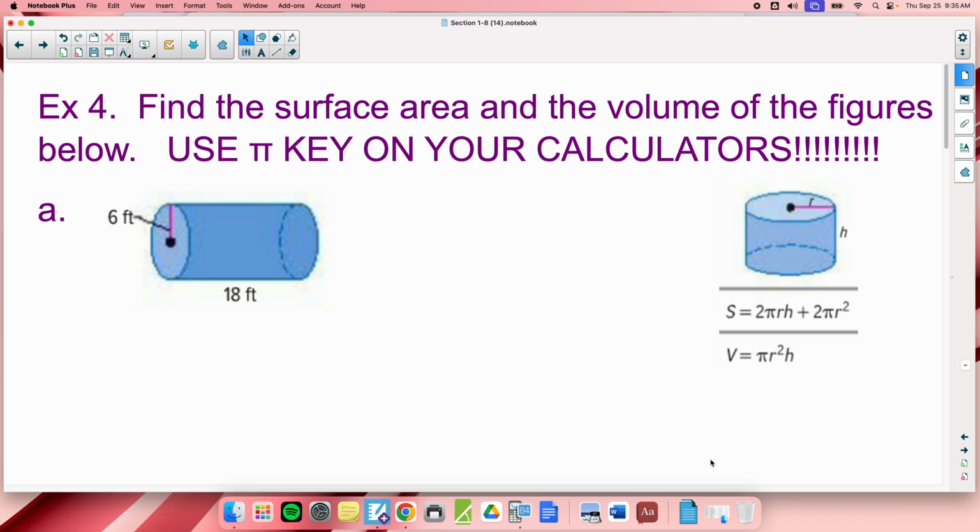Calculator today too. That's the cheat sheet.